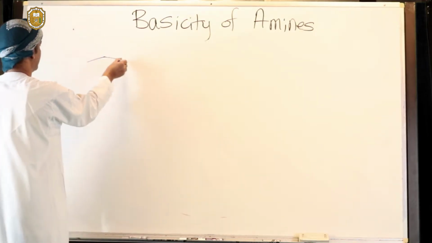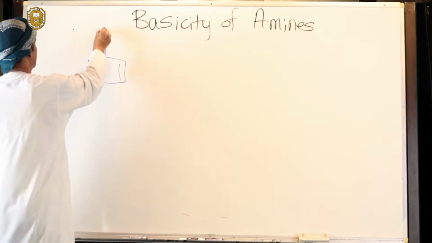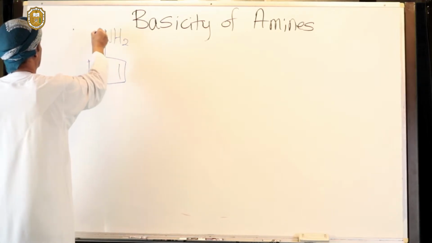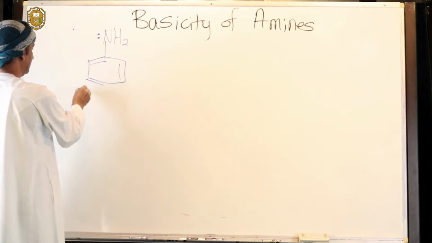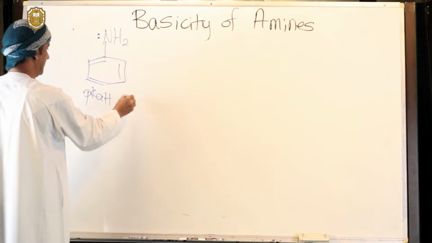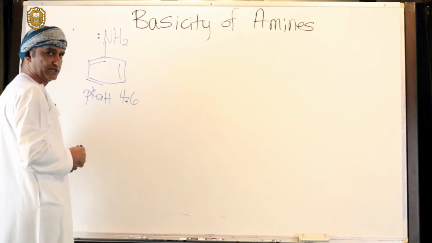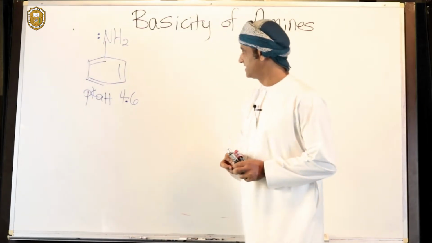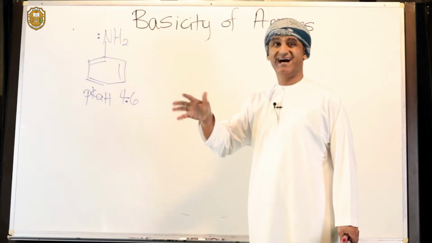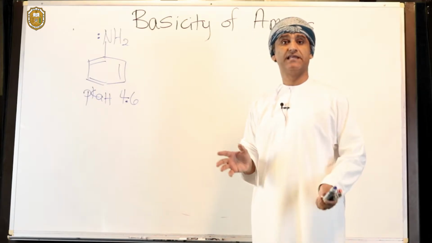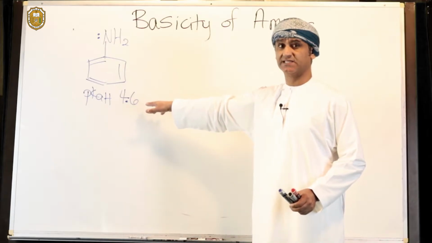So this is aniline. The pKa of aniline is actually roughly 4.6, 4.63 specifically. Now, if you recall, 4.6 versus about 9, 10, or 11 for alkyl amines in general, between 9 and 11. So this is significantly less.